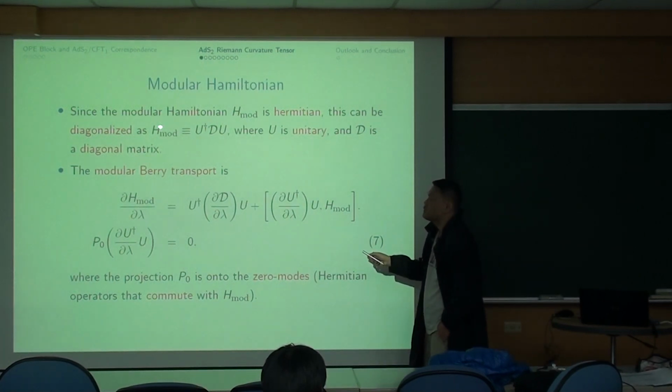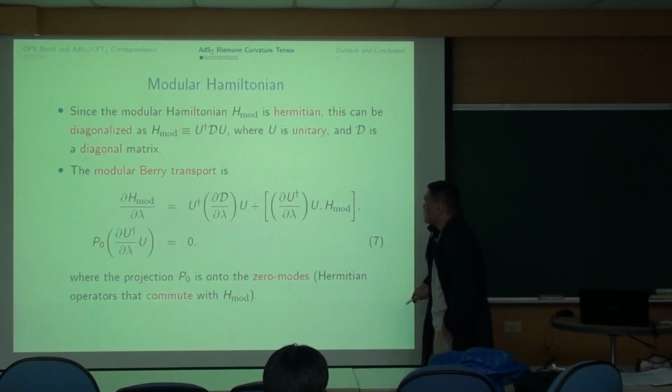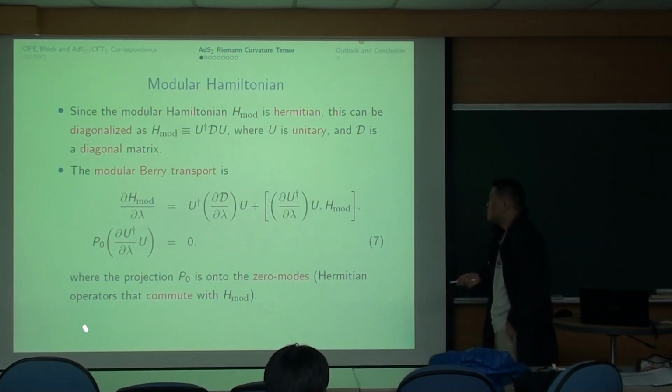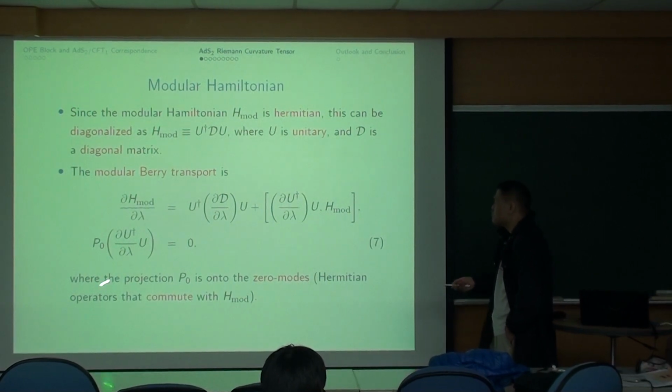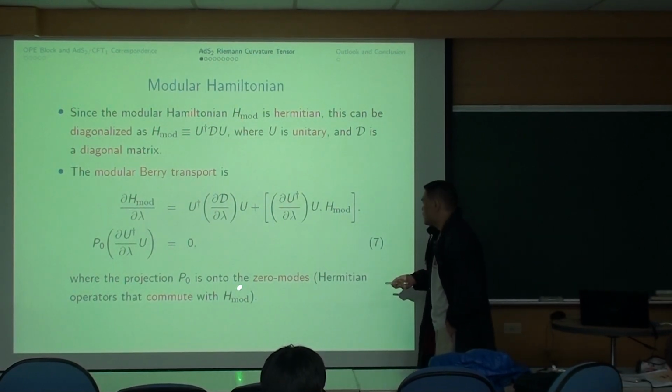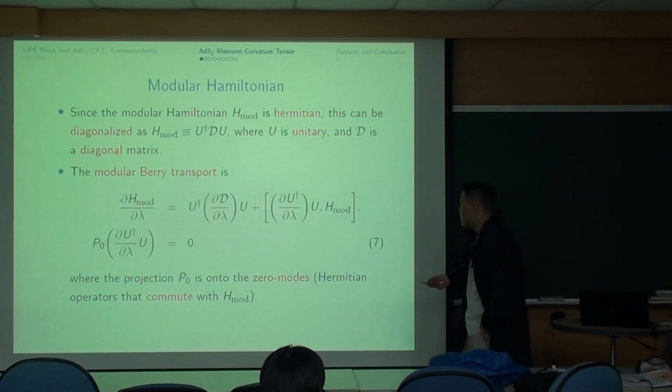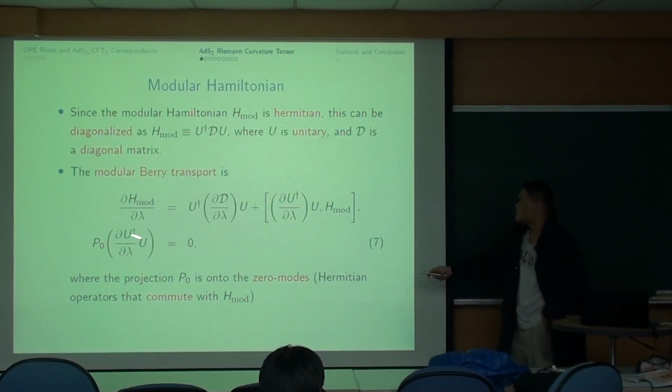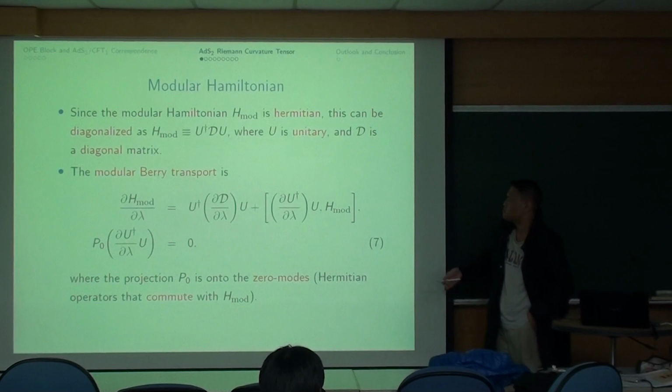I take the derivative with respect to lambda, and you can get this equation. It's just an algebraic equation. Here I also define the P_D, which is a projection onto the commutant, which means that the Hermitian object commutes with the modular Hamiltonian. This means that I have a Hermitian operator Q, and Q commutes with the modular Hamiltonian. And later I will say that lambda just parametrizes the path.